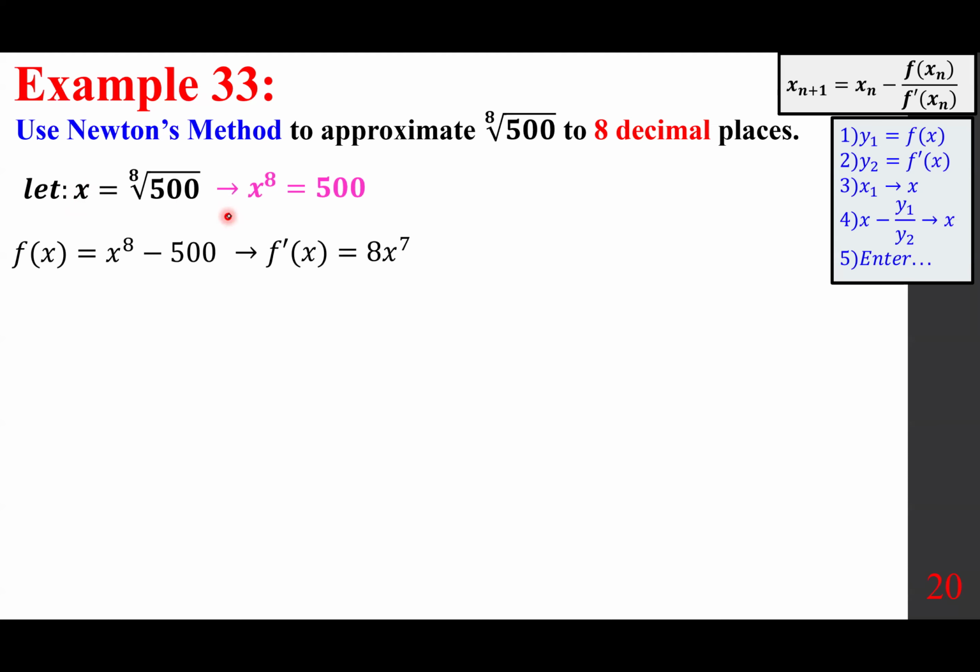Differentiation results in 8x to the power of 7. And according to Newton's method, you have to go with this. X sub n plus 1 is x sub n minus f of x sub n over f prime of x sub n. And where do we begin?